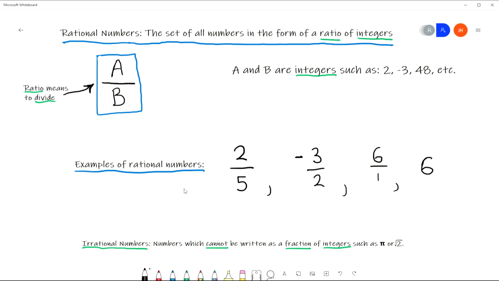So some examples of rational numbers would be numbers like 2/5, -3/2, 6/1. And in fact, if 6/1 is a rational number, that's equivalent to 6, right? So even whole numbers like 6 are technically rational numbers as well. So that's actually kind of interesting. Any number that's an integer, like 2, -3, and 48, is also technically a rational number because it could be written as just that number over 1, right?